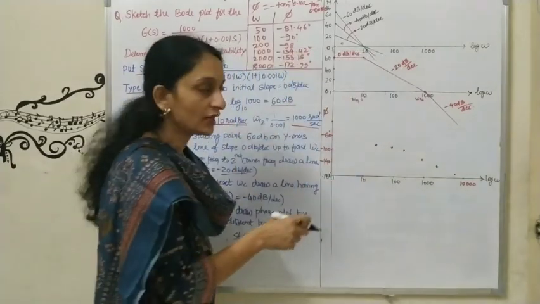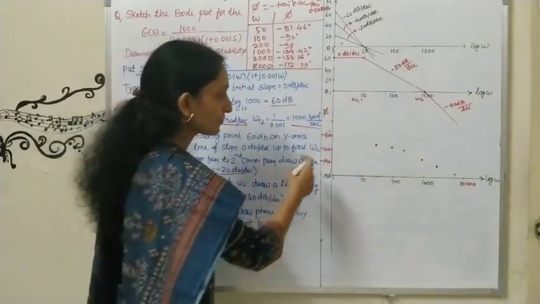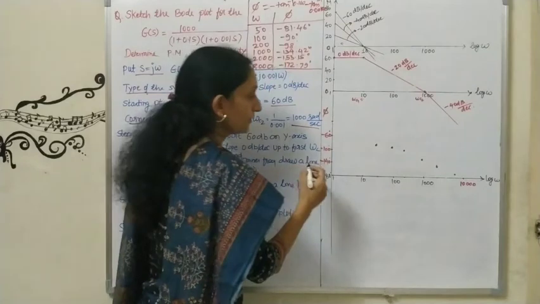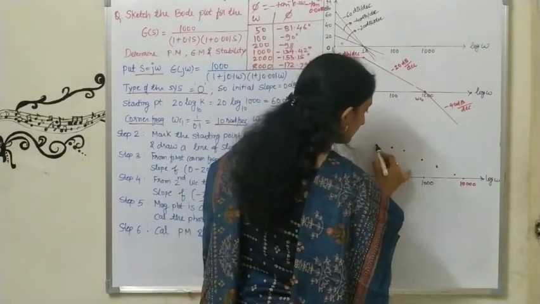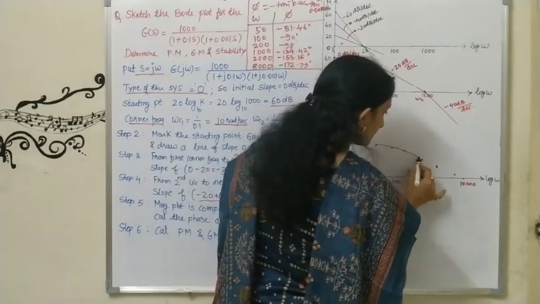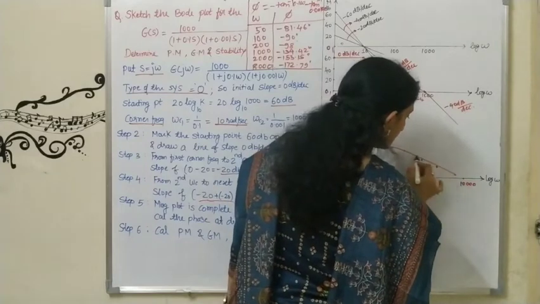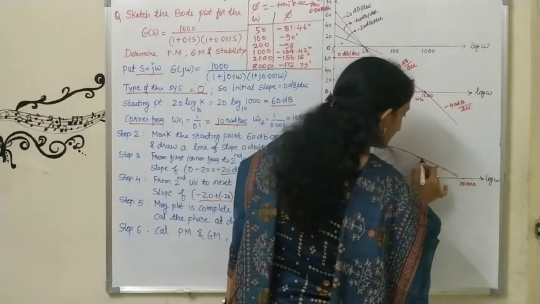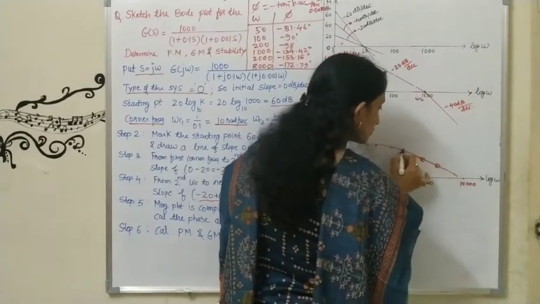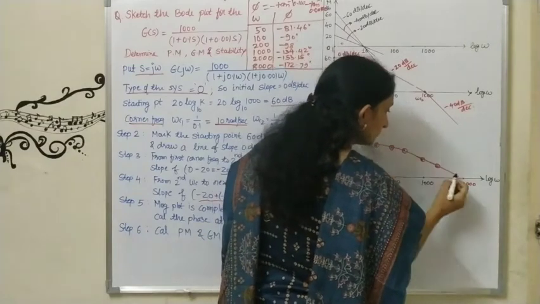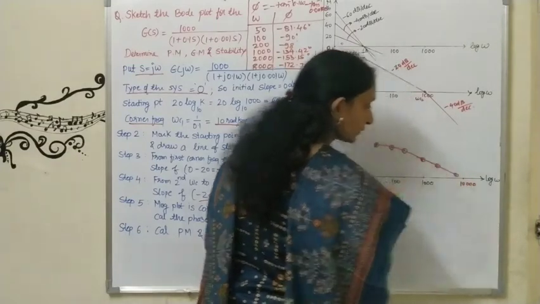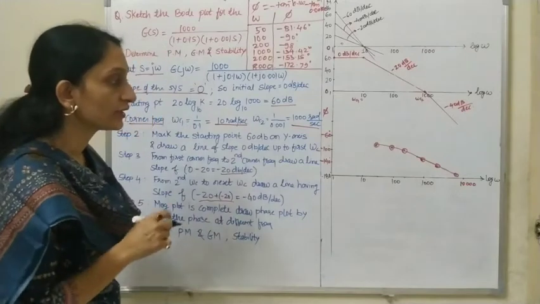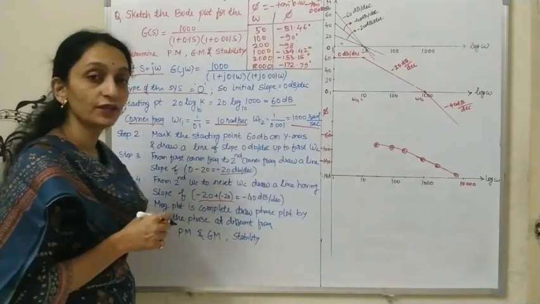Okay, so I have plotted the points for the phase plot with omega and phi. Now I will join all the points. So my phase plot will be like this. I need to show the points, and my last point is this. You can check that it is not intersecting with the minus 180 degree line.